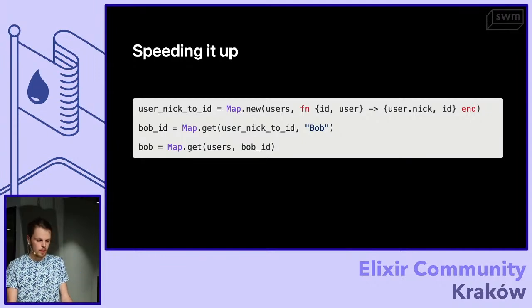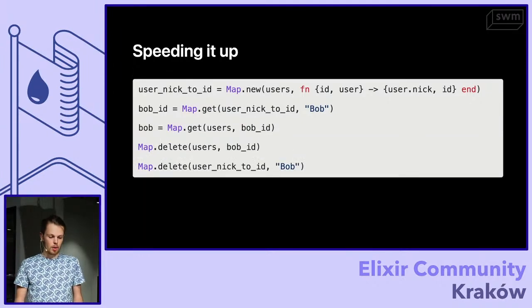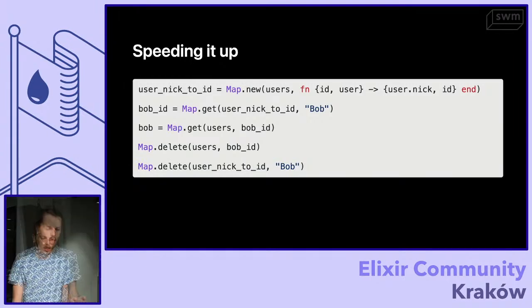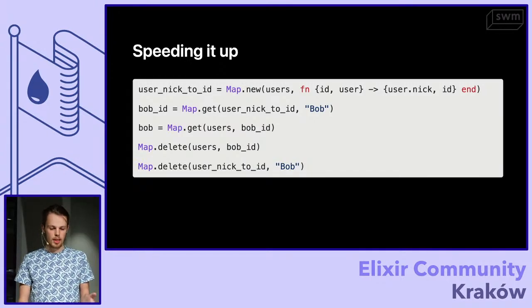So far, so good. The problem begins when we want to delete a user from this structure. So we not only need to delete them from the users, but we also need to delete them from the user nick to ID map. And moreover, if Bob happens to change his nick, we also need to think about both of these maps and any other that we would create, and update everywhere whatever changed.